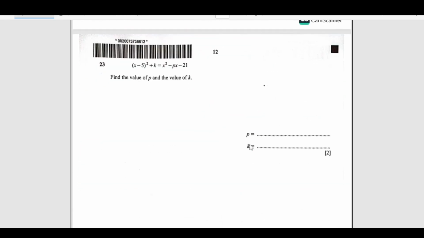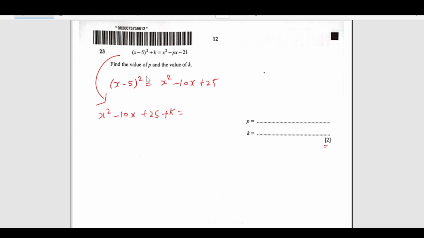Now number 23, this is the last question of this paper. We have this, find the value of p and the value of k. This is 2 marks, a very easy question. This can be written as x minus 5 squared. Let's expand this one. This will be x squared minus 10x plus 25. So I'm rewriting this: x squared minus 10x plus 25 plus k, and this is equal to x squared minus px minus 21.